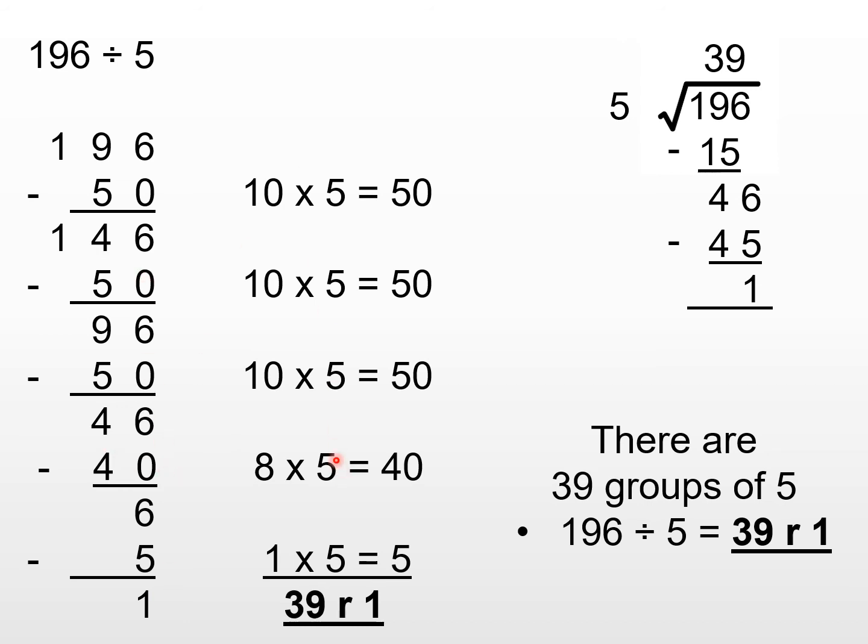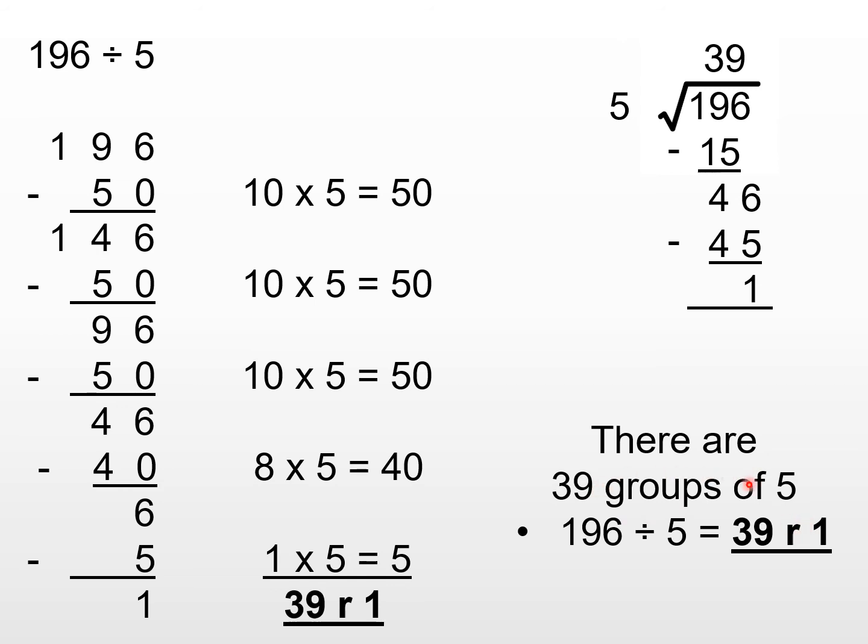Now let's add the values together. 10 groups plus 10 groups plus 10 groups plus 8 groups plus 1 group. How many total number of groups? 39 groups. And what is the remainder? 1. So there are 39 groups of 5 with the remainder of 1.